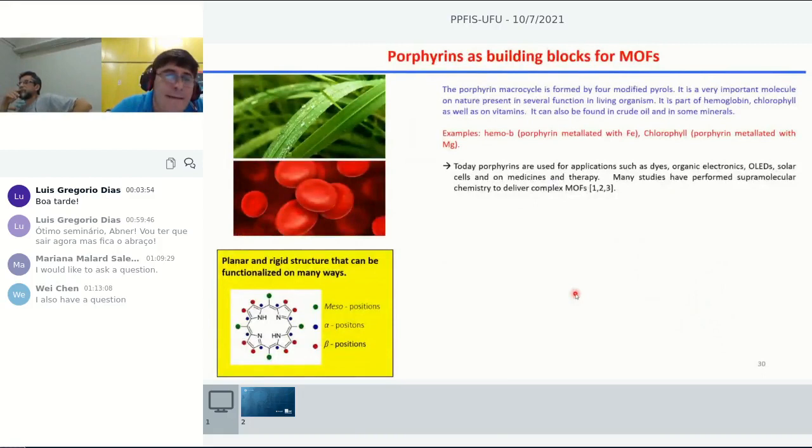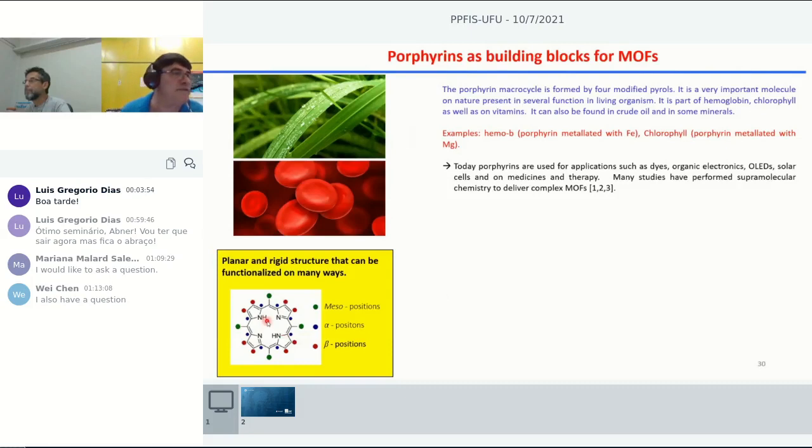But now I would like to show you MOFs that we have been working on here for more time, using these porphyrins. Porphyrins are these molecules. They are very flexible. You can functionalize them with different kinds of metals or organic groups, almost everything that you can imagine, and in many positions. That means you can select the properties of your functional materials by playing with the position where you functionalize or the atom you put in the center.